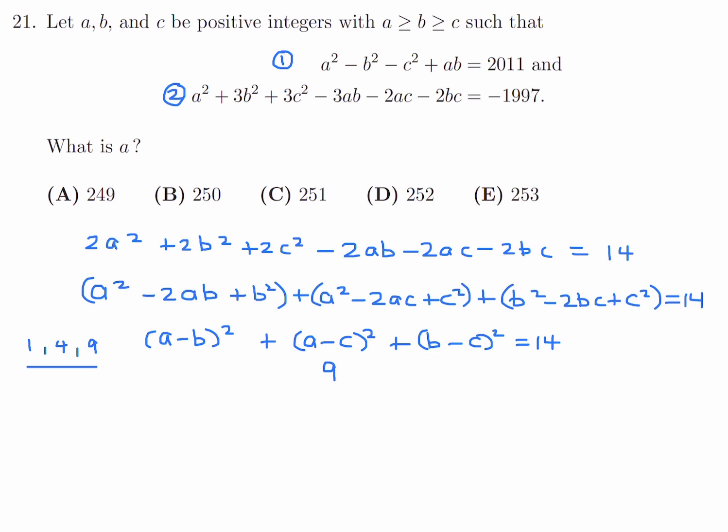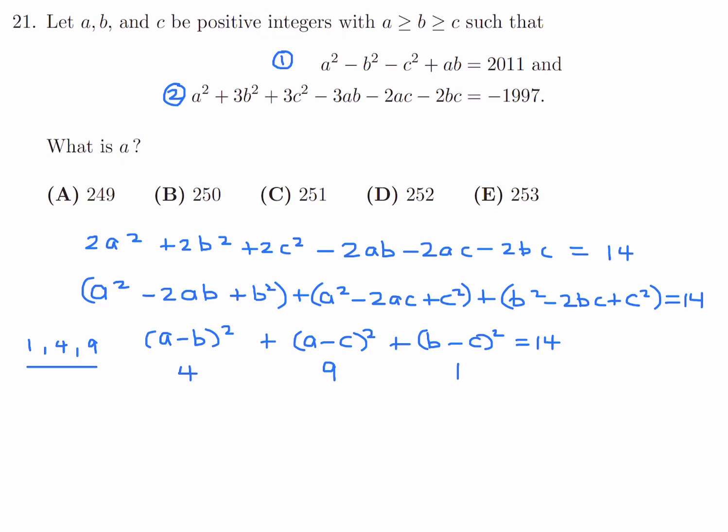Now the other ones, 1 and 4, I am not 100% sure. So we will take a guess. We'll put 1 and 4 for each of these. So I'm going to put the 4 here and the 1 here. If I guessed wrong, I just do it again with the 1 here and the 4 there. Because the key is that in the end I have to come up with an integer value for a. So let's see what happens.